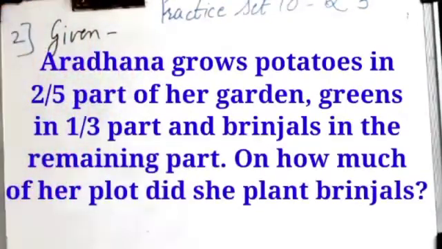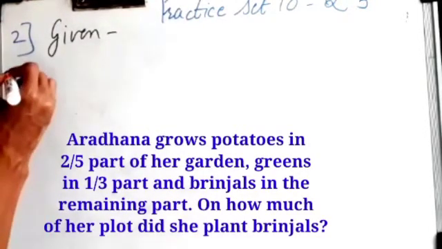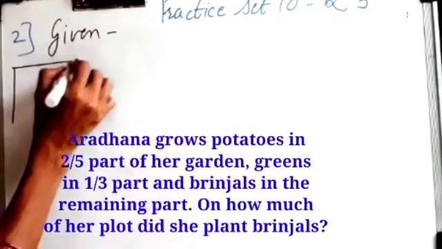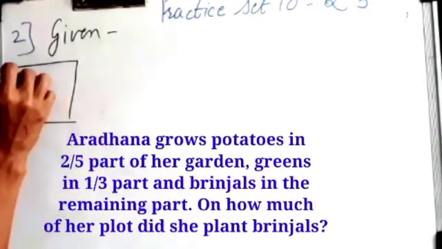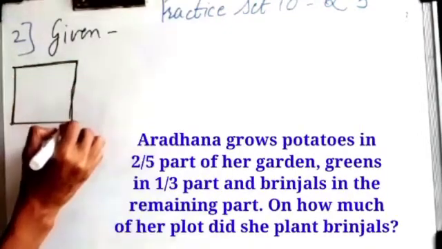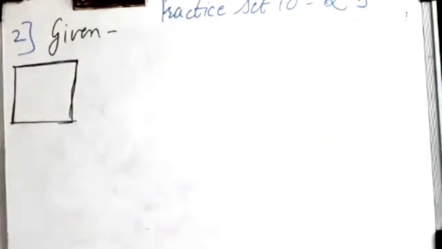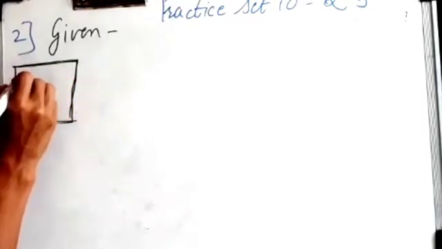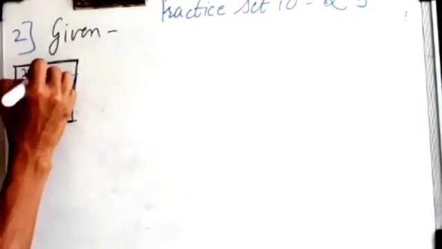What is given? Aradhana grows potatoes in 2/5 part of her garden. Means Aradhana has one garden. Let us consider this is one garden. I will make this clear with the help of this figure only. So let's consider this is the garden. In this garden, what has she done? She grows potatoes. So here suppose potatoes were there, 2/5 part of potatoes.